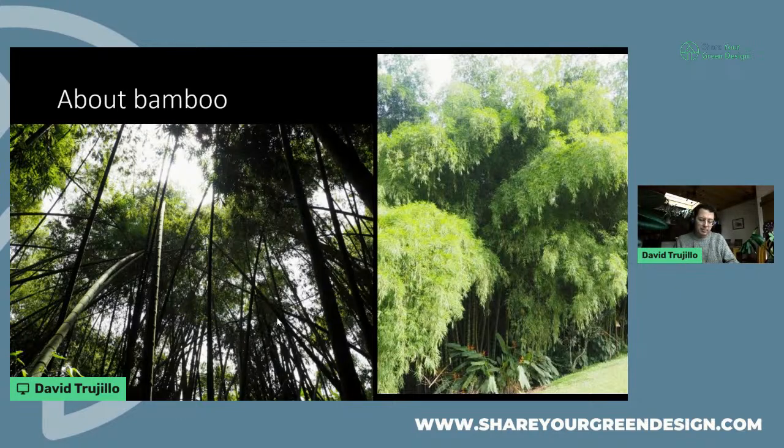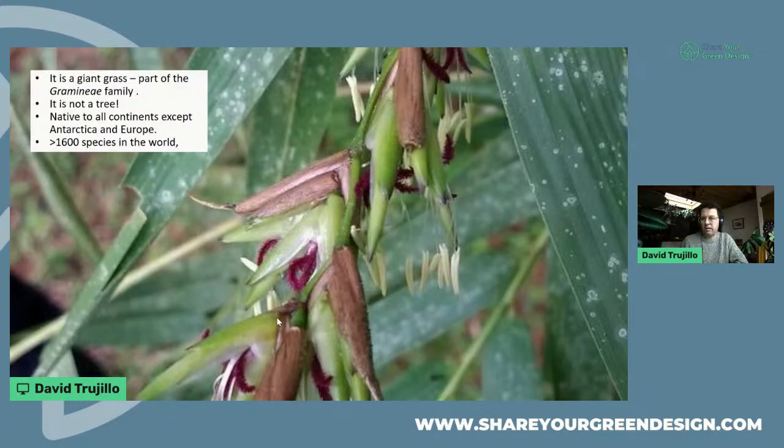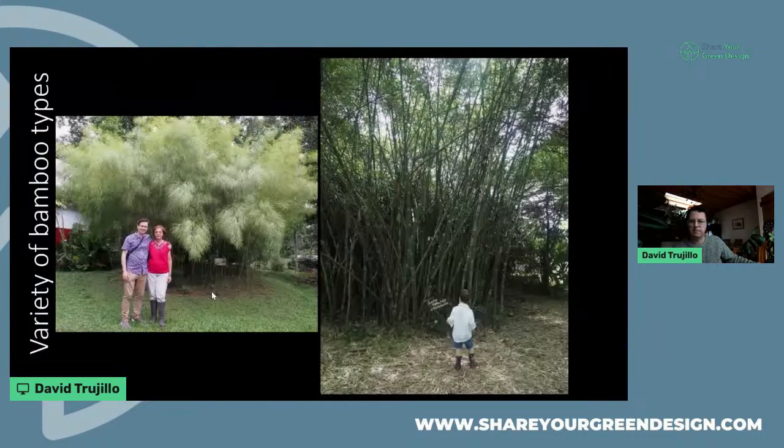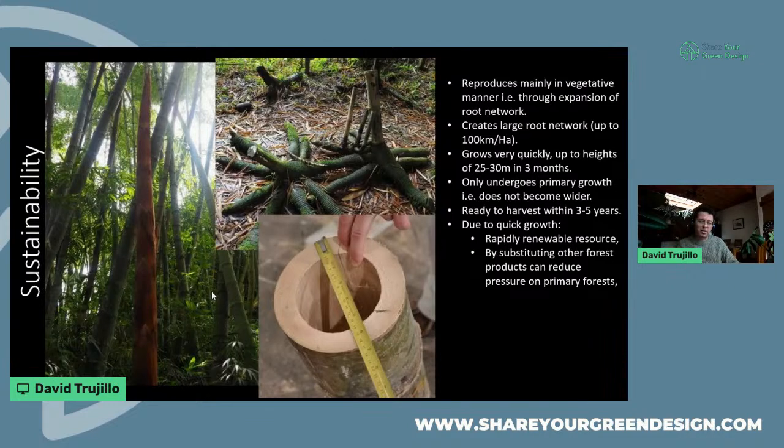The issue to note about bamboo is that it is a giant grass. It's part of the Gramineae family. It is not a tree. It is native to all continents except Antarctica and Europe, and there are over 1,600 species in the world. Now, when I say it's native, it doesn't mean that it can't be grown in Europe, because it can. It's just that there are no endogenous species. There are many varieties. Some of them are small and some are huge.